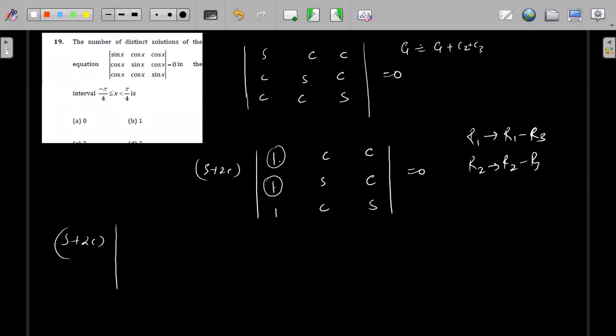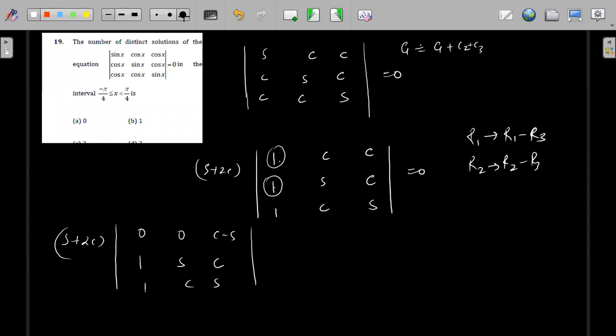When I subtract this, this will become 0. This will become C minus S. This will become 0, right? Then this will become 0, and this will become C minus S. This will become 0, this will become 0, and this will become C minus S. Okay, that is enough. So 1 S C, 1 C S.